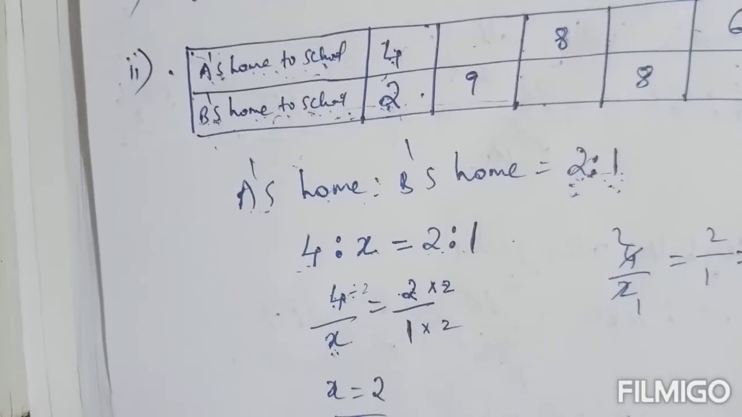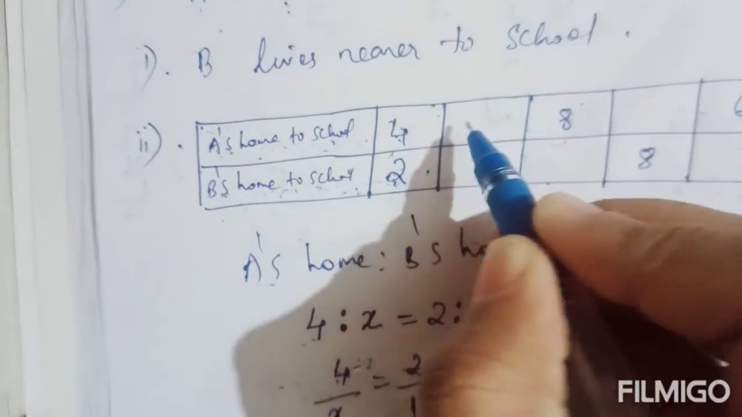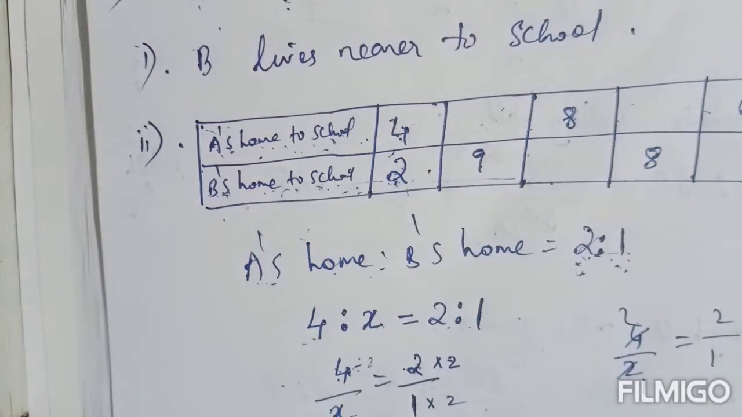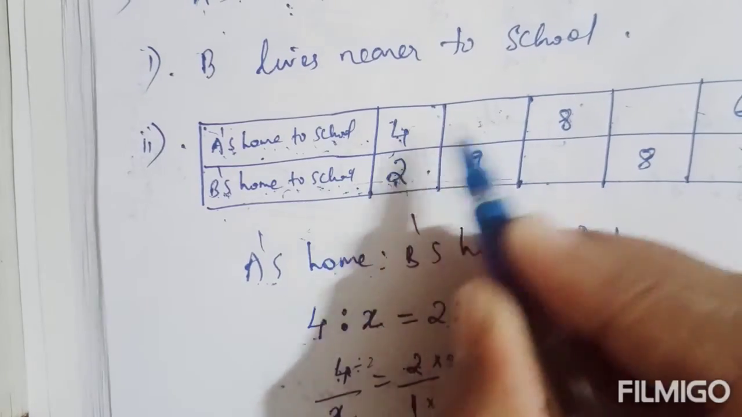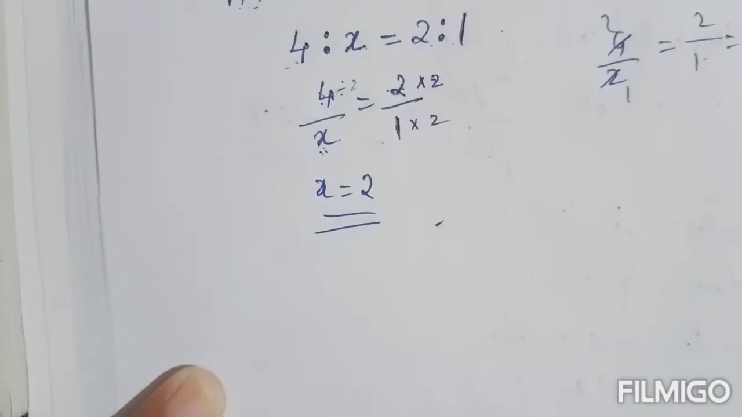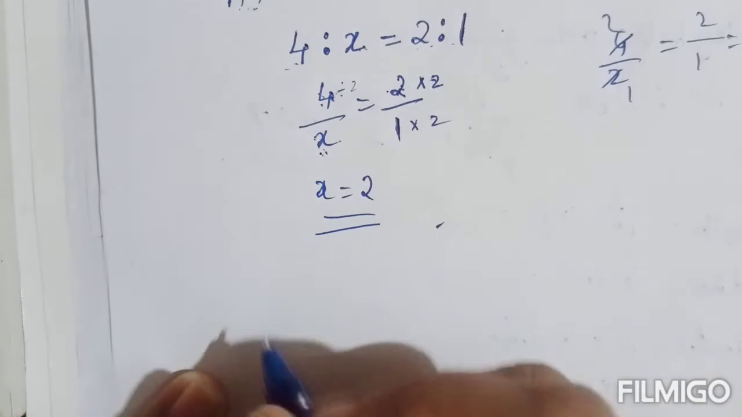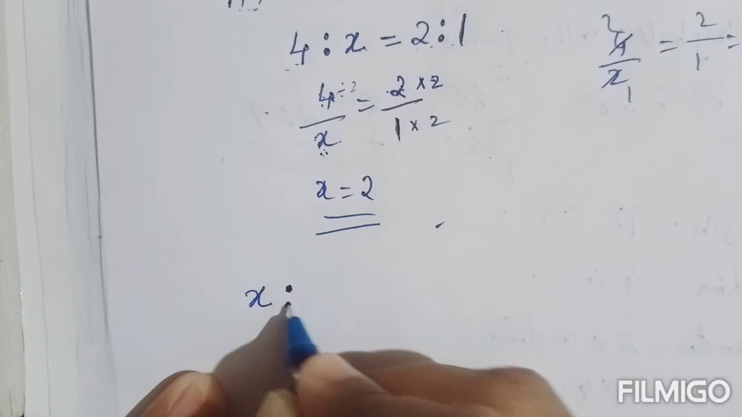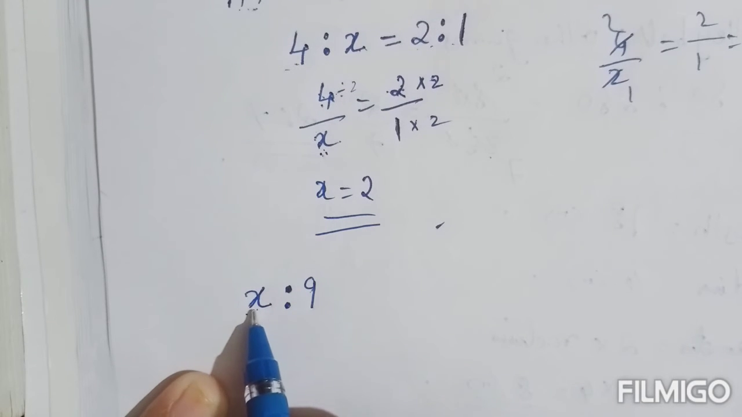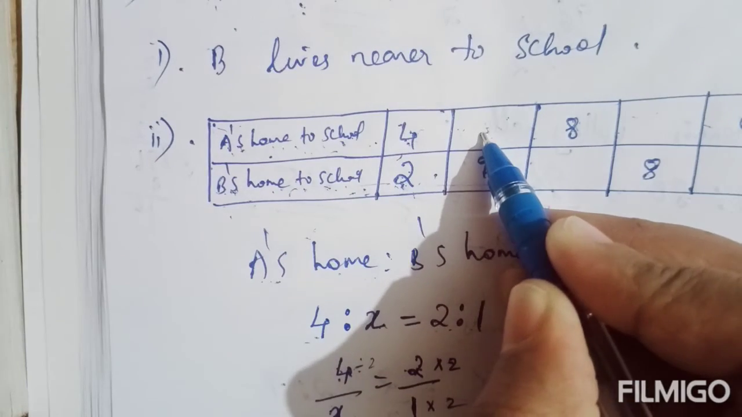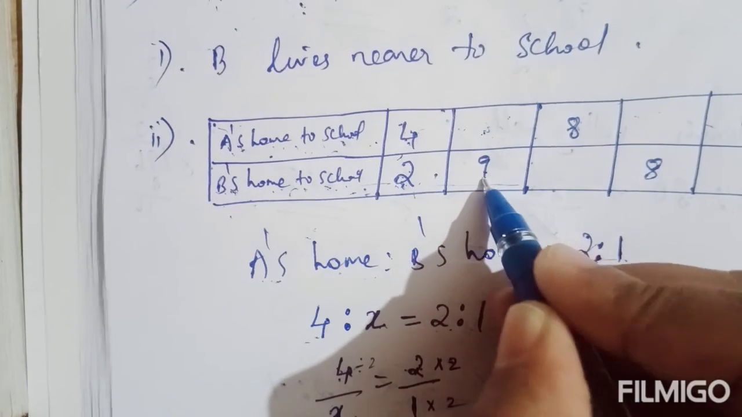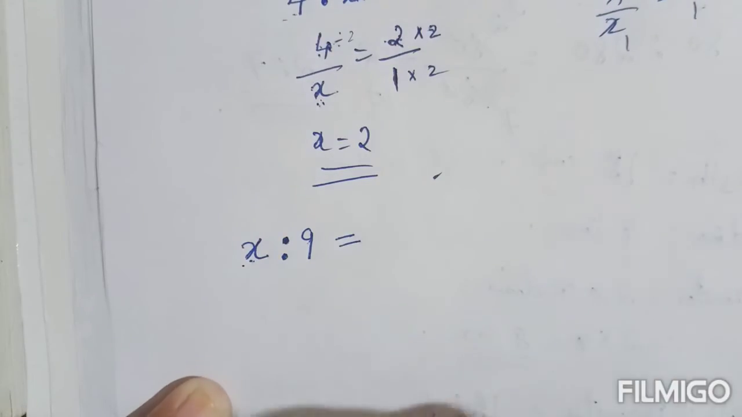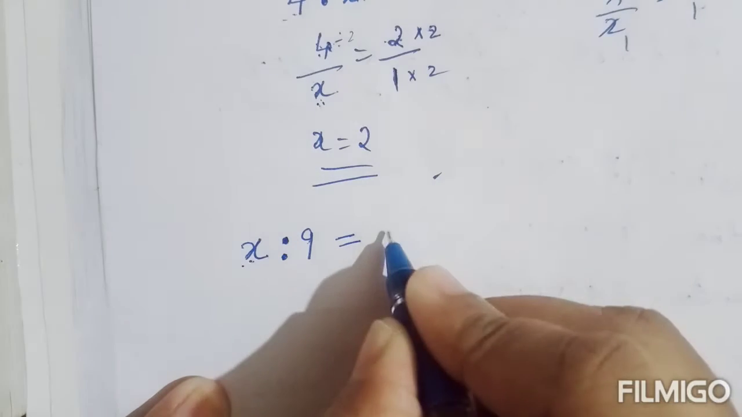Ratio is the same. Okay, next, A's home to school we don't know. B's home to school it is 9. So if B's home to school is 9 km, what will be A's home to school? That distance. So let us take A's home to school as x. Okay, we don't know the value. X is to 9. A's distance from home to school we are taking as x. Distance from B's home to school, it is 9. So their ratio we are taking x is to 9 equal to, and it is given in the question, the ratio is 2 is to 1.